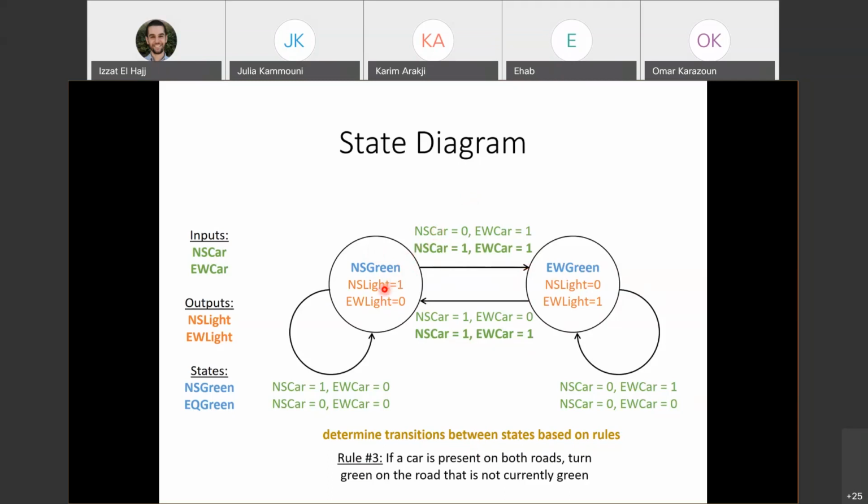So if I'm in the NS green state, the NS light is going to be 1, EW light is going to be 0, regardless of what inputs I have. The input is only going to affect the next state. The input affects what state I go to at the end of the clock cycle on the active edge. It does not affect what the output itself is going to be. Is that clear? Thank you. Yep, you're welcome.